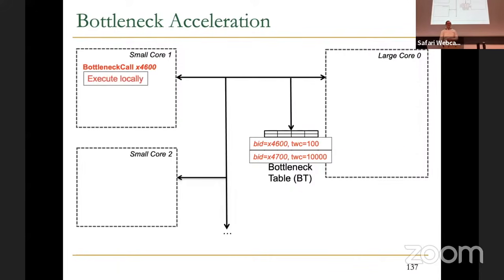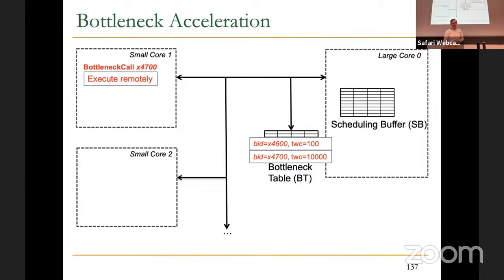So execute locally, right? And then it gets another bottleneck. This time it's 4700. Again, it's asked the question, should I execute it myself or should I send it somewhere? And the bottleneck table says, this is important. Let me handle it in the large core. Right? That's the idea. And this way, of course, it's not that easy. Basically, it tells the small core to execute remotely. And remote execution is very similar to accelerated critical sections, basically. You need to send the things related to the bottleneck.